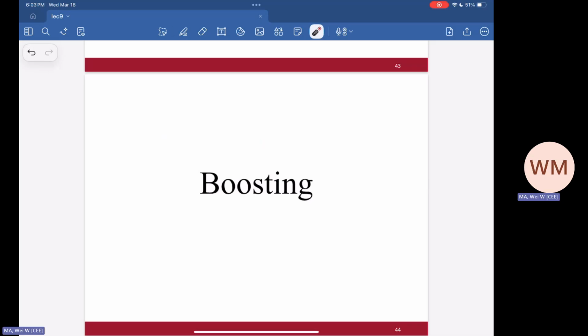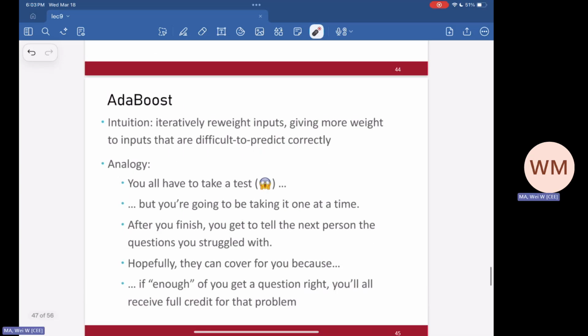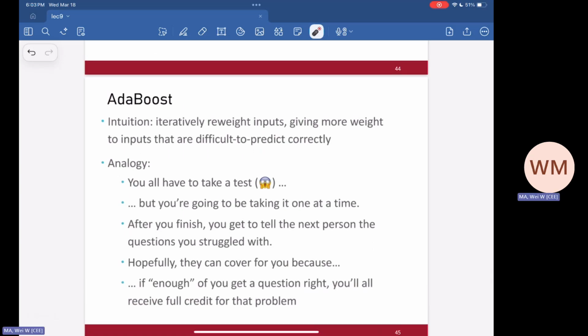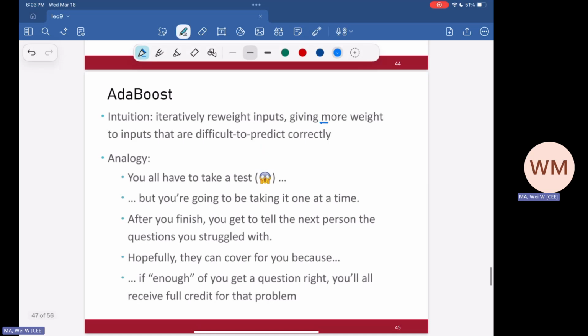And then we talk about the idea of boosting. Boosting is actually also very interesting. It is also about the data, but in boosting, it tries to reweight the data. So basically, it always puts more weight on the data that was difficult to get correct in the previous round. For example, you take a test, and you got something wrong, and then you will tell the second person that this question is difficult. Okay, maybe I give you an example.